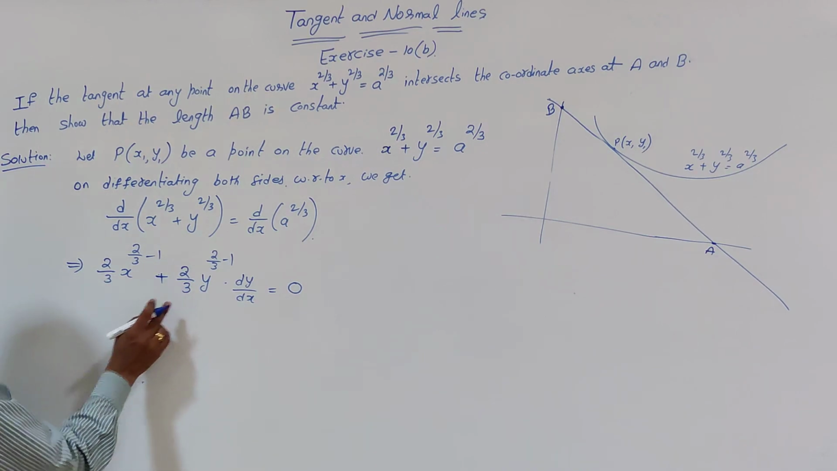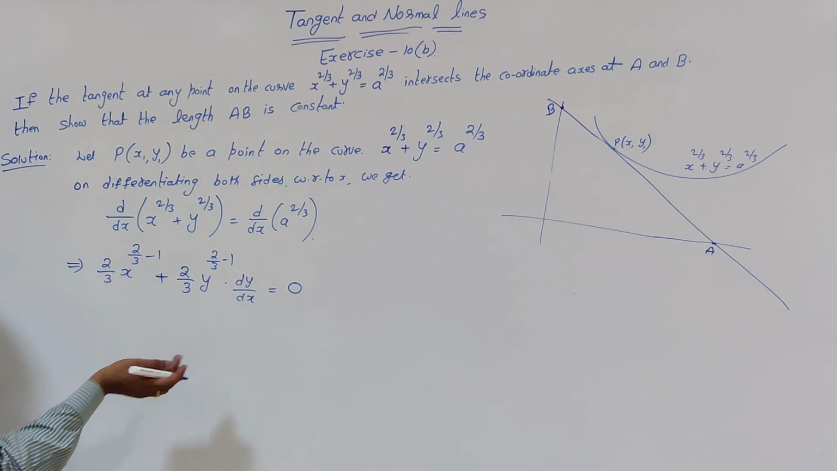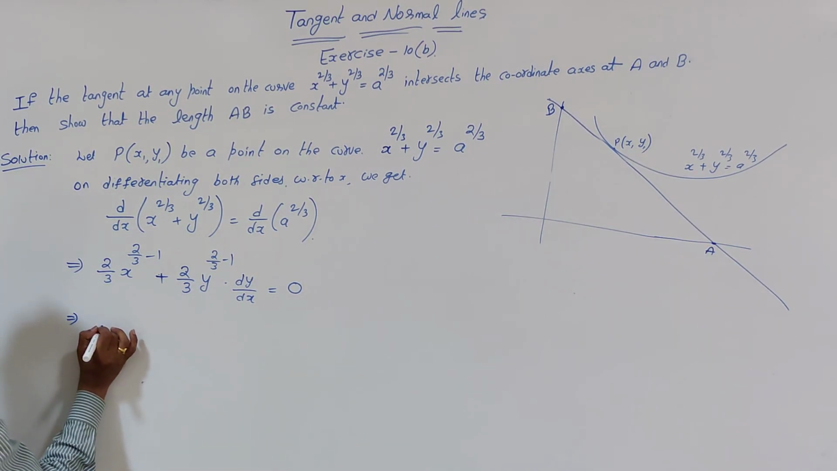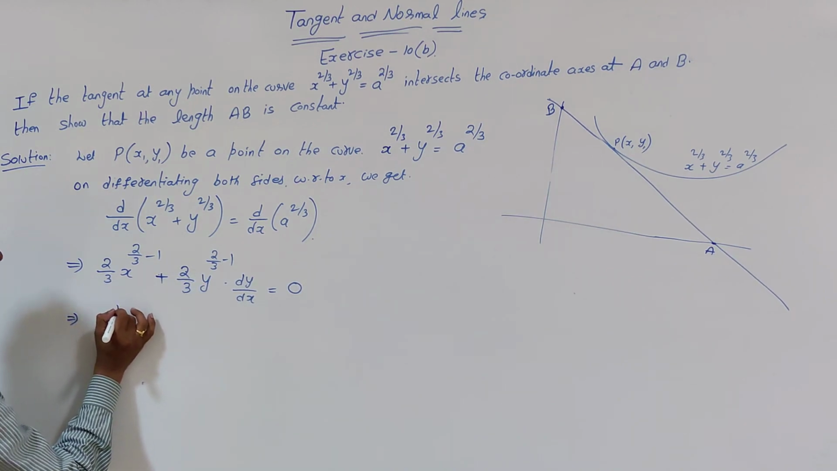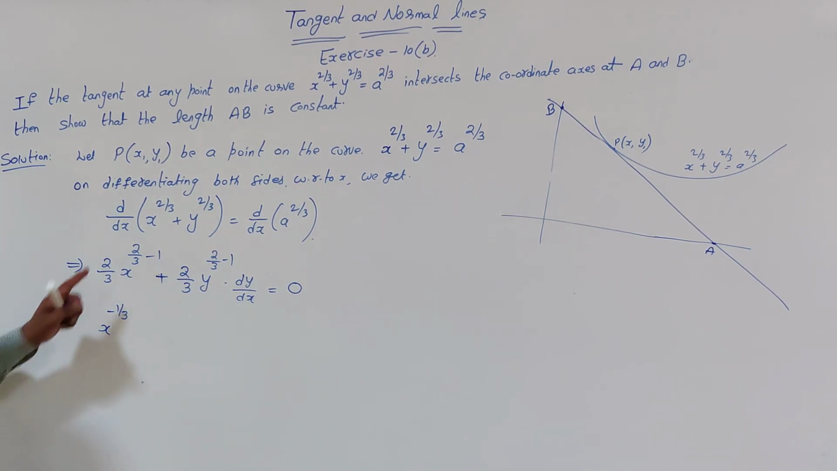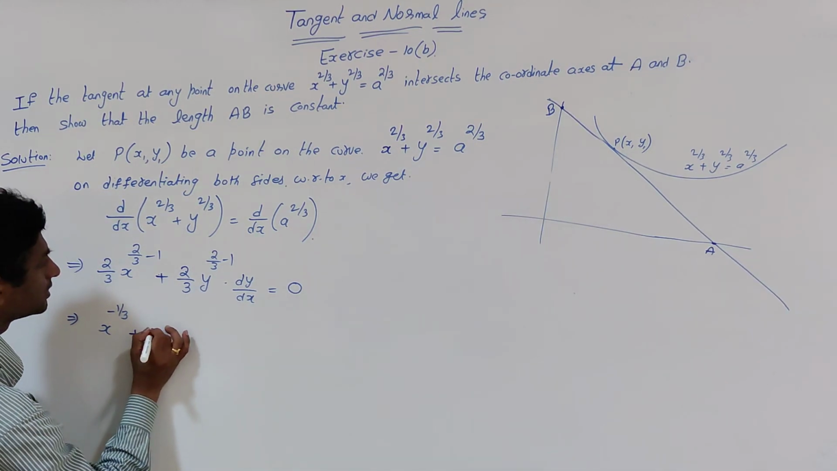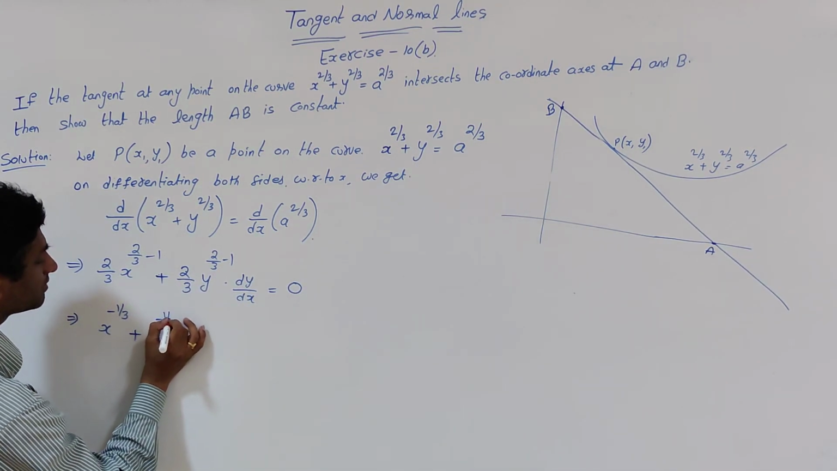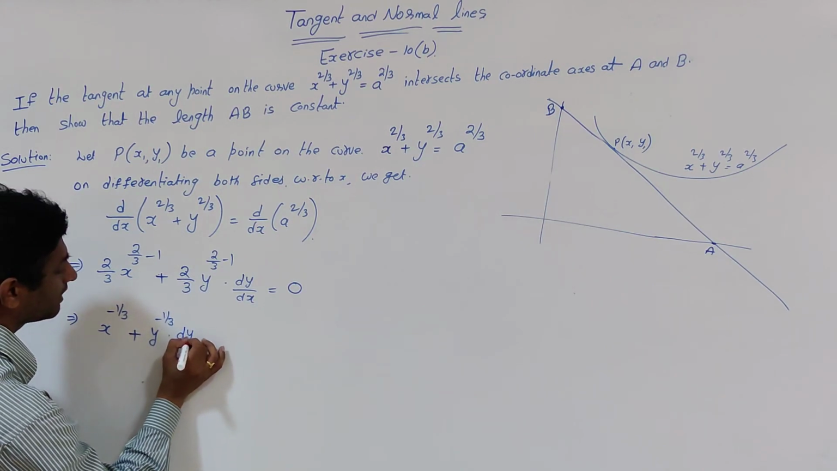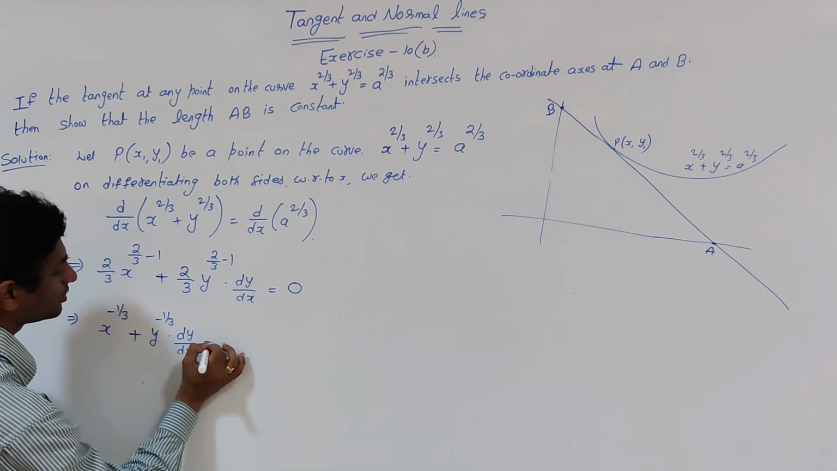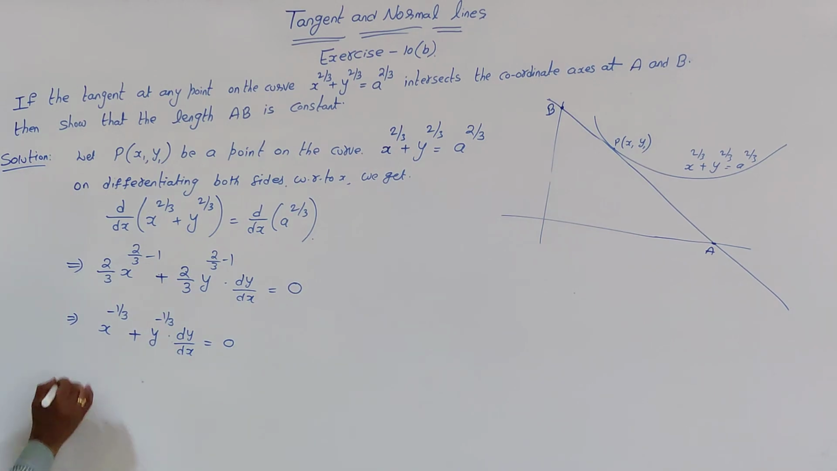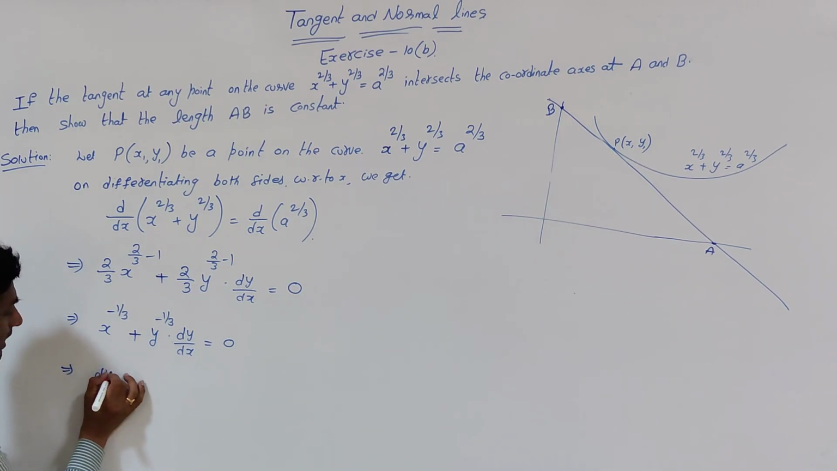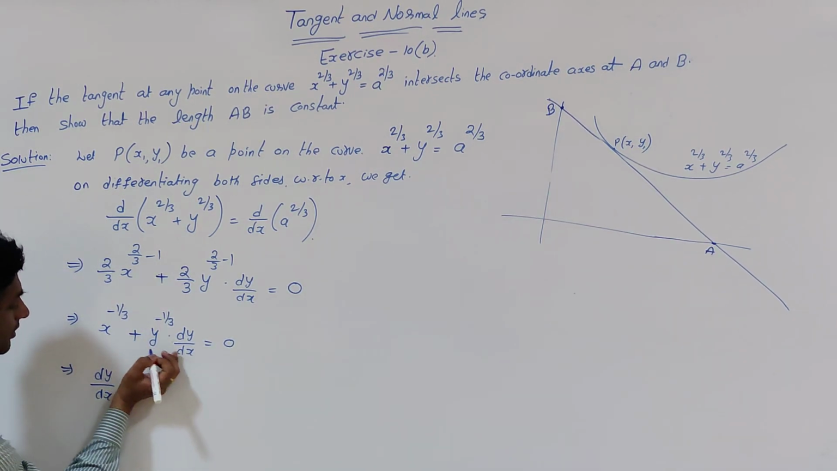So we can take 2 by 3 as common and cancel it. So it will be x to the power of minus 1 by 3, since 2 by 3 minus 1 gives minus 1 by 3, plus y to the power of minus 1 by 3 times dy by dx is equal to 0. So dy by dx will be what?